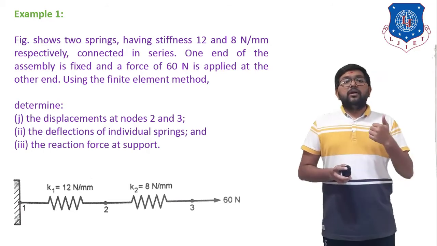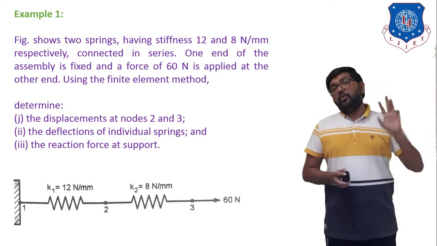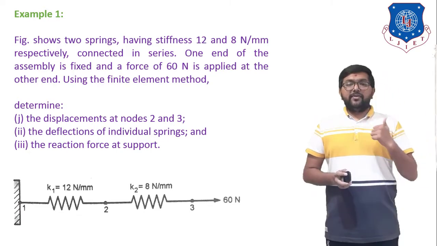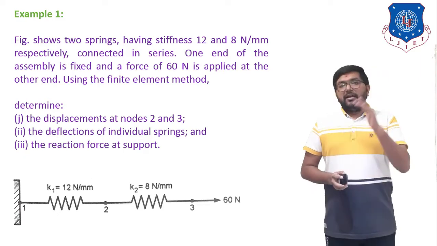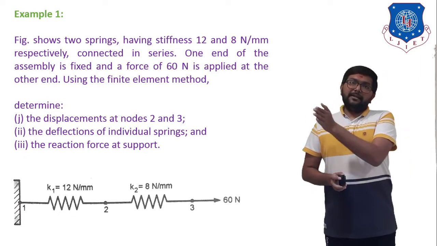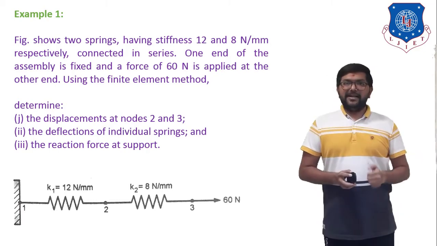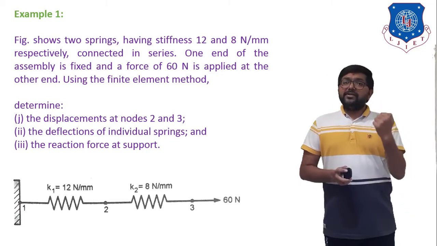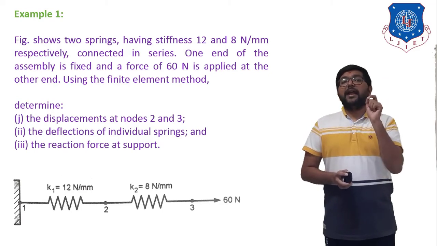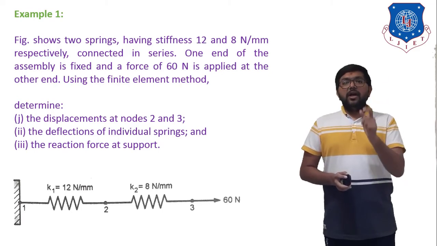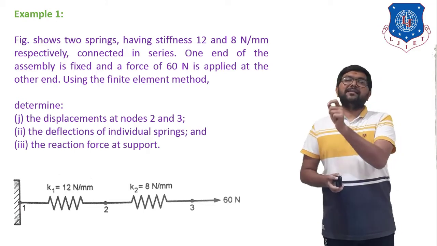So using the finite element method, determine, in this example, a total of 3 things. First, the displacement at node 2 and node 3. Clear? If we apply a force of 60 Newton, the first spring is deflected as well as the second spring. The first spring's node 1 is fixed, that's why the deflection at node 1 is 0. So we just have to find the deflection at node 2 and node 3.